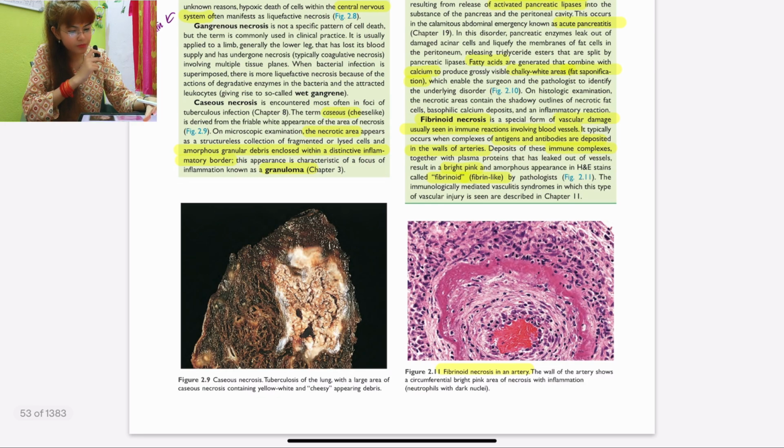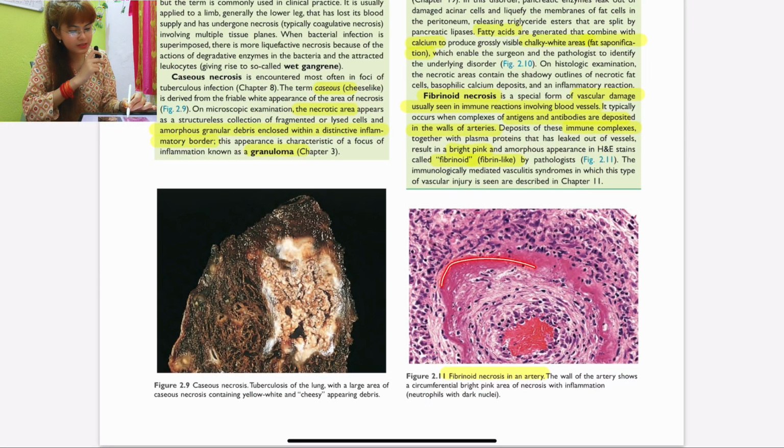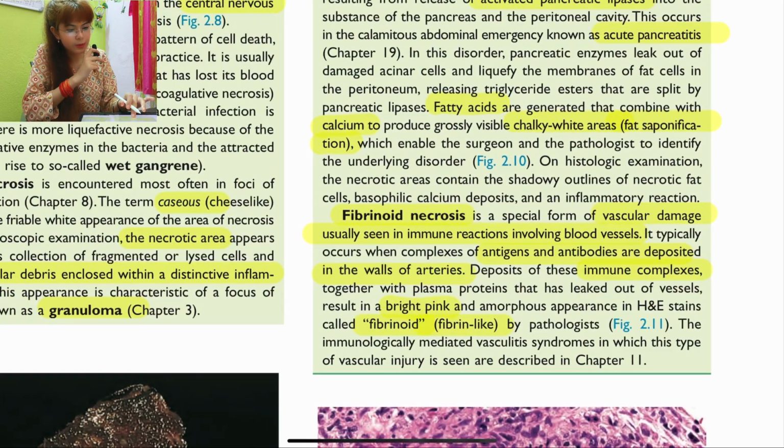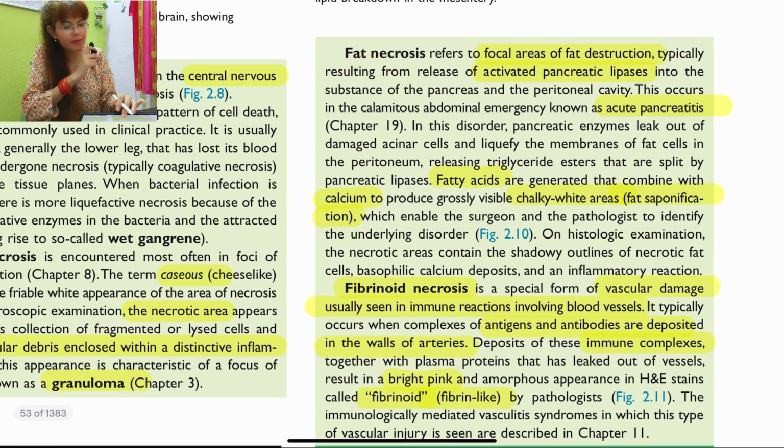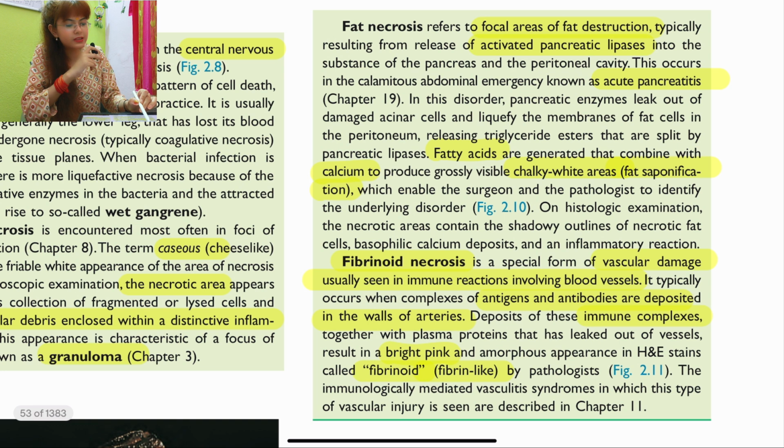So this is the fibrinoid necrosis. As you can see, there is deposition of fibrin in the walls of the arteries. Okay, so fat necrosis is happening especially in case of acute pancreatitis, where because of the activated pancreatic lipases, the fatty acids are generated that combine with calcium to form chalky white areas known as fat saponification.